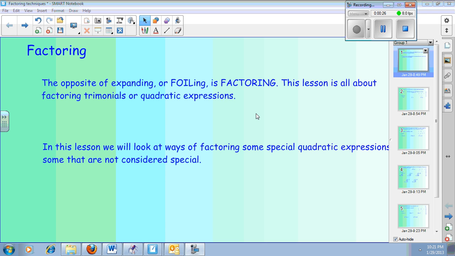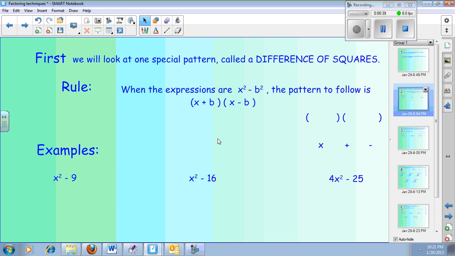So we'll look at the ways to factor some special quadratic expressions and some that are not considered so special, but still factor. The first one that we'll address will be one of our special patterns. This special pattern is called a difference of squares. When you have a difference of squares and you were expanding, you found that the middle term dropped out. There was no plain x term. If you look at the examples, x squared minus 9, x squared minus 16, and 4x squared minus 25 are all of this format because they don't have any x term.